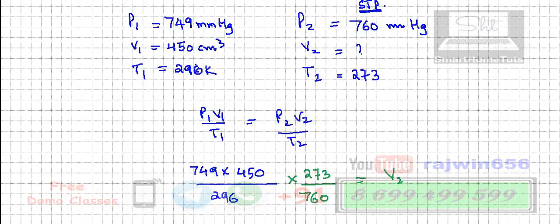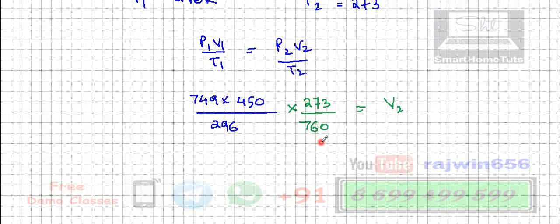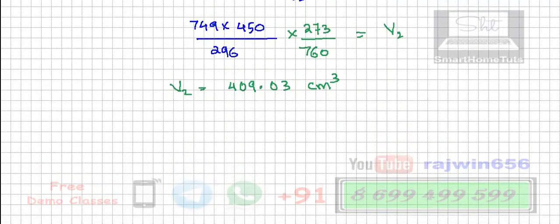How much is this value? I'll give you time to copy down. Don't copy down just now. Just give me this value. Or should I calculate? No, I've calculated. It's 409.03 centimeter cube. Okay, this is the volume that I'm getting.